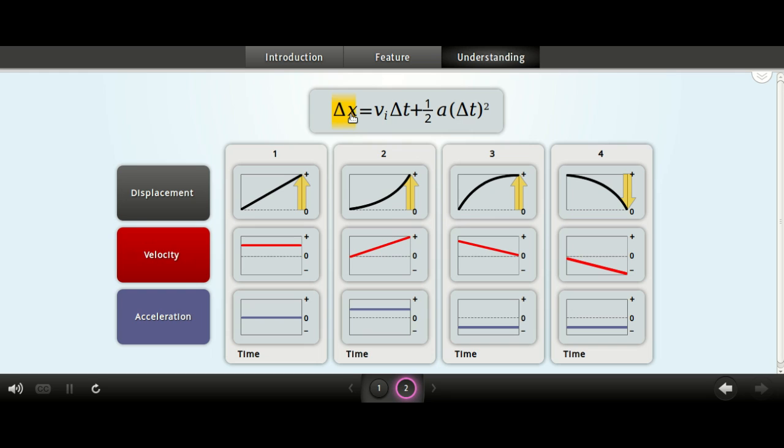Delta x is the displacement, that is, the difference between the ending and starting positions. V initial is the initial velocity of the object. Delta t is the change in time, that is, the final time minus the initial time. A is the acceleration, that is, the rate of change in velocity. For this equation to be valid, acceleration must be constant over a given time period.